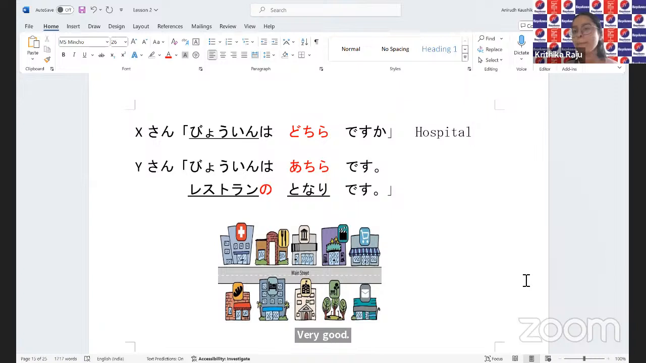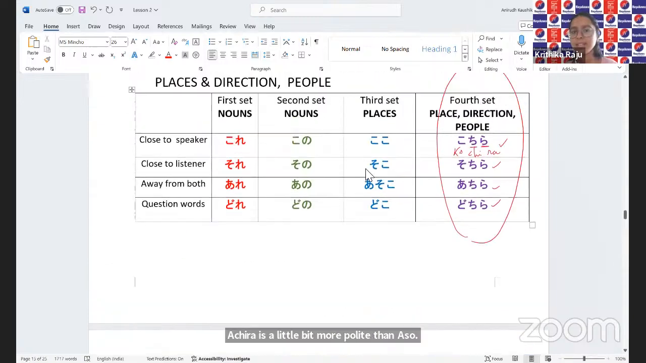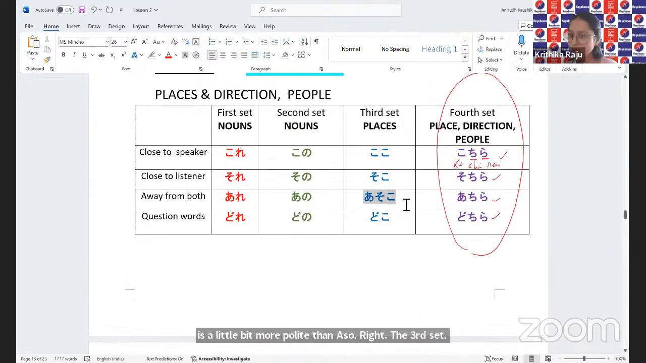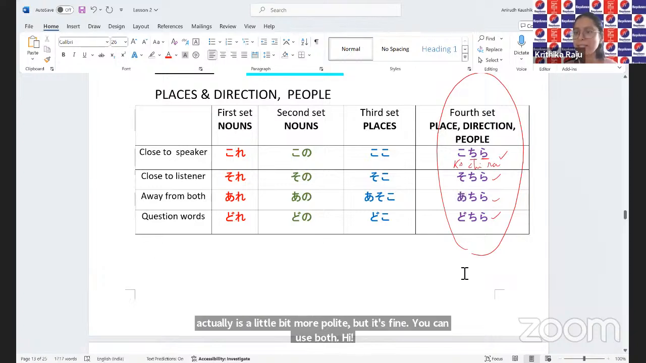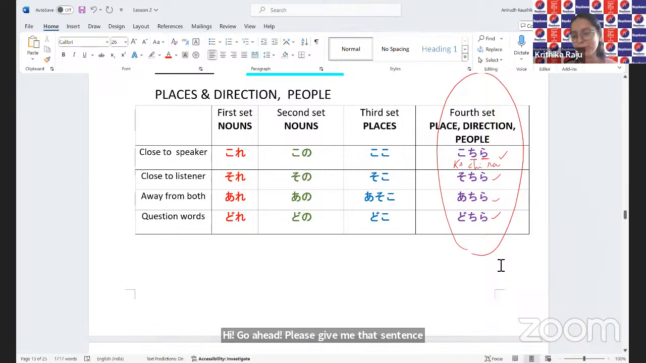We can use Asoko also, right? Asoko is also correct, yes. You can say Asoko or Achira. Achira is a little bit more polite than Asoko. The third set, you can say Asoko also to talk about a place that is away from speaker and listener. Achira is also used for places. They're both all right. But Achira is a little bit more polite. But it's fine, you can use both. Please give me that sentence with Asoko. Byoin wa asoko desu. All right.